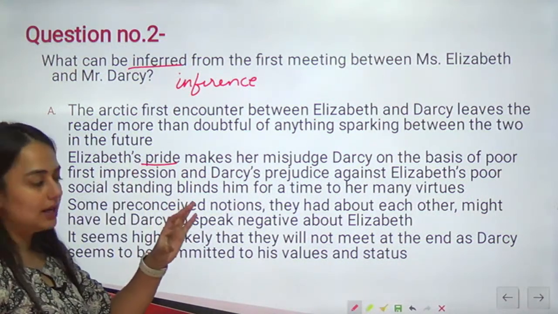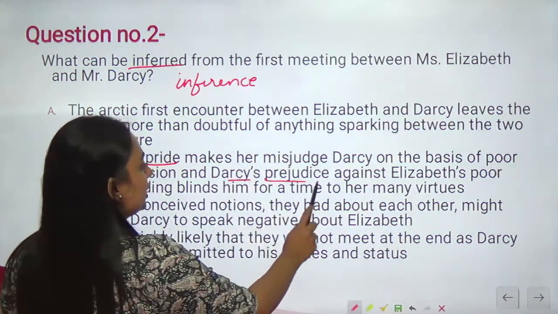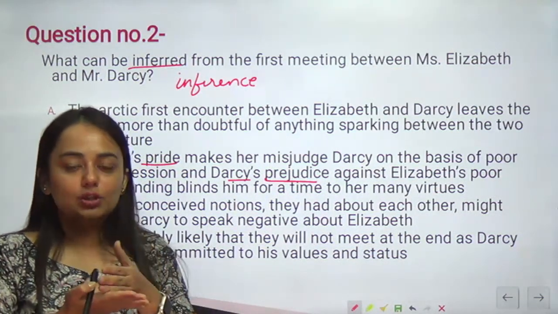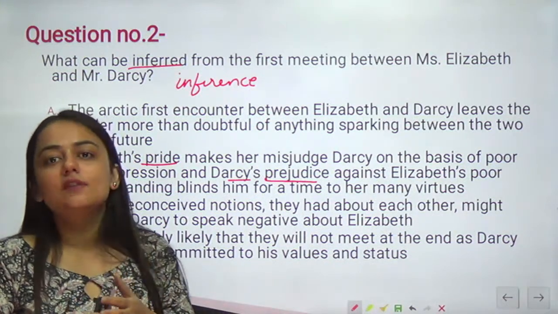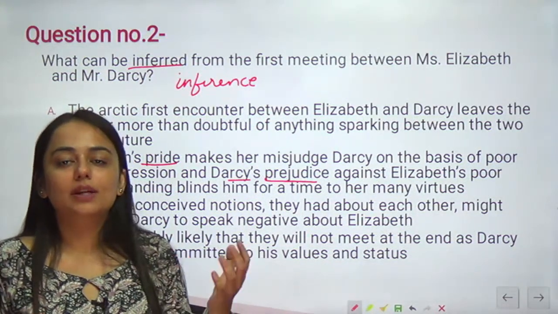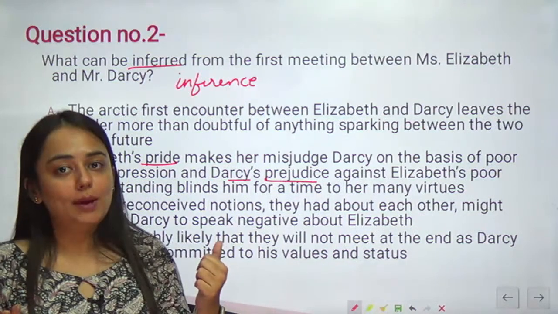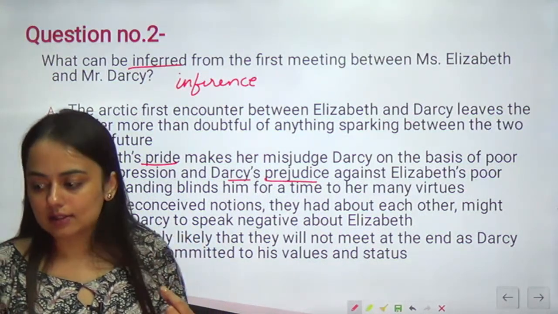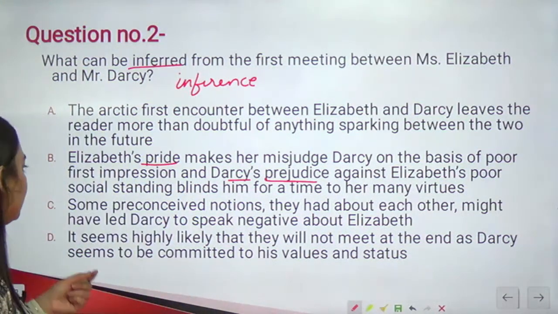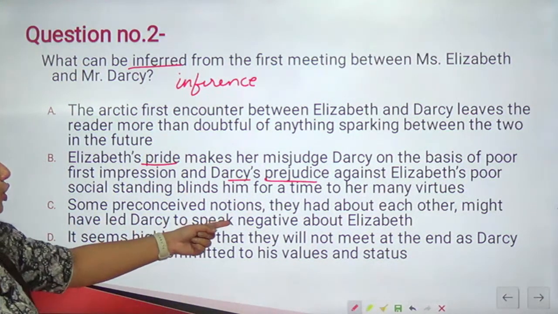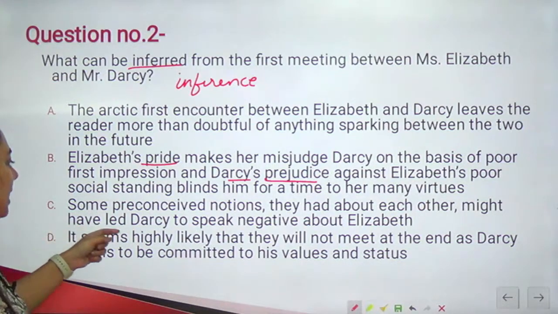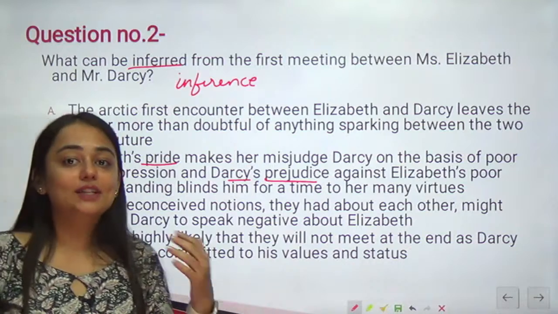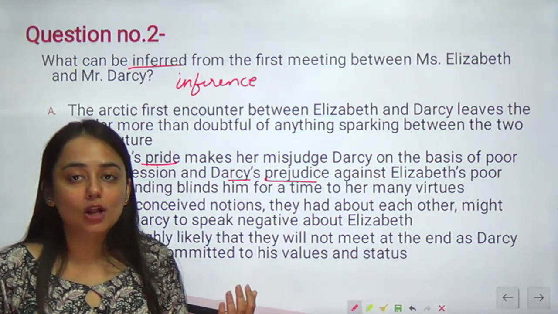This I still understand, but can we say that Darcy was prejudiced against Elizabeth's poor background? In the first impression, in the first meeting, he did not even know what kind of background Elizabeth has. This was not mentioned in the passage. When we answer these questions, we have to strictly rely on the given facts. So we can't go with the second one. Some preconceived notions they had about each other might have led Darcy to speak negatively about Elizabeth. They did not know each other before this ball meeting.